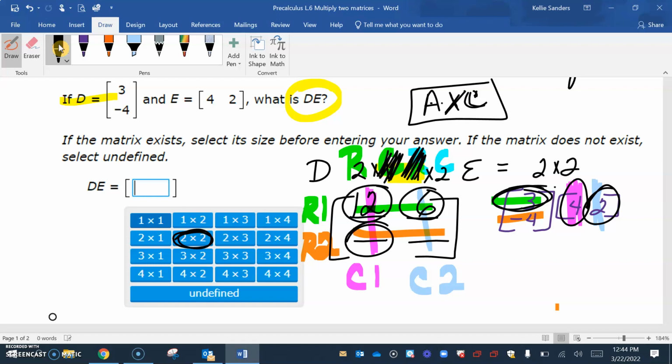And then this is orange and purple, so that would be -4 times 4, which is -16. And then this is orange and blue, -4 times 2 is -8. And so that's what you're going to fit into your 2 by 2 matrix.